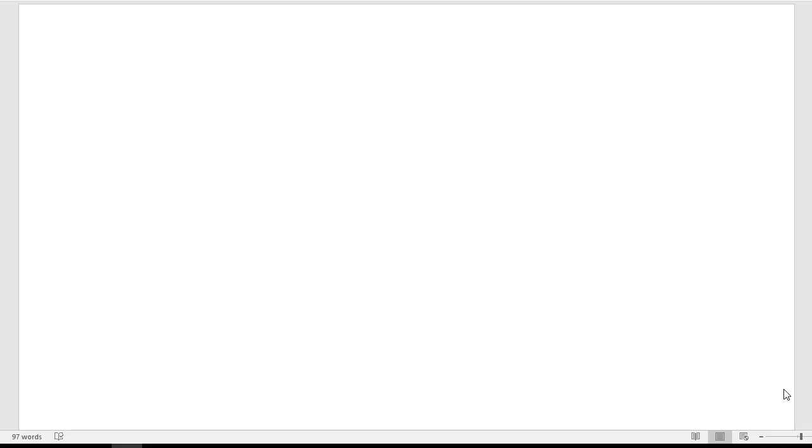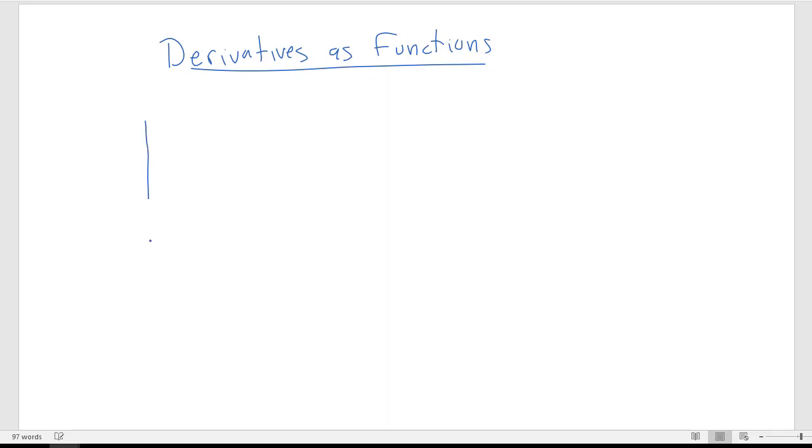Today what I'm going to do is extend the concept of what we talked about in the prior video, which is looking at derivatives as a function. So in the prior video we talked about derivatives at a particular point on a graph. So again, just a quick refresher.